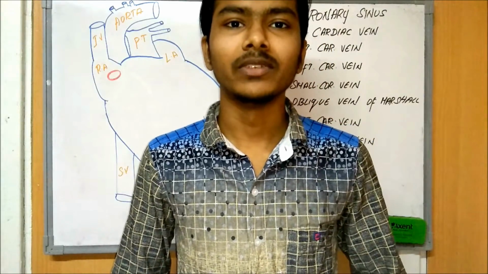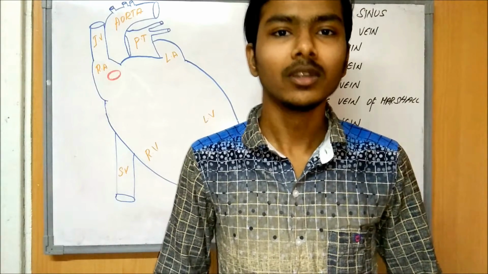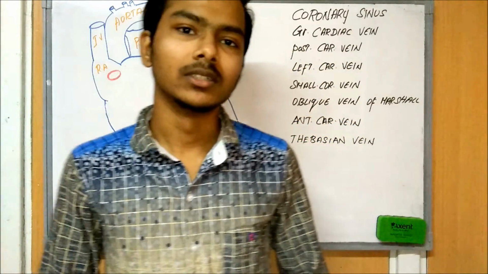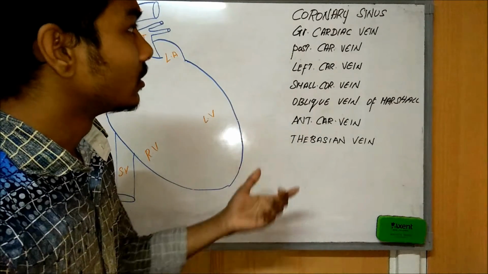Today we are going to see about venous drainage of the heart. Already we saw about the coronary arteries which are present in the heart. So today we'll see what are the veins which are present in the heart. So these are the veins which are present in the heart.